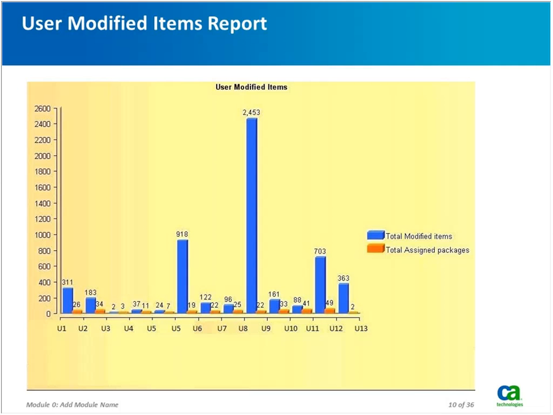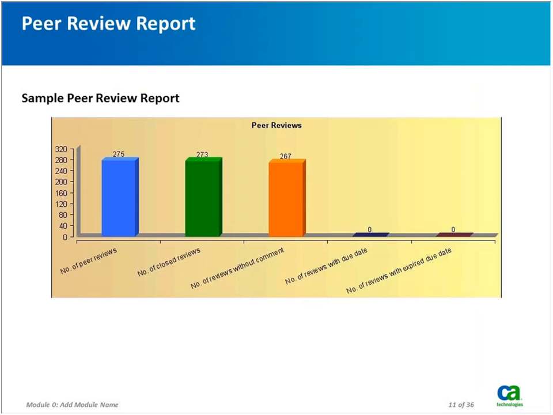User modified items report, so how many modified items, it just dumps it down a little bit into here, assigned packages and modified items, right? So peer review, if you're using peer review, you can look and get an idea of the number of peer reviews, number of closed, reviews without comments, reviews with due dates, and with expired due dates, okay? So if you're really making use of this process, this is great to make sure that people are using it, right?